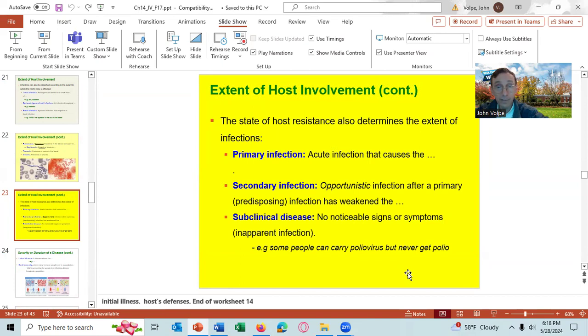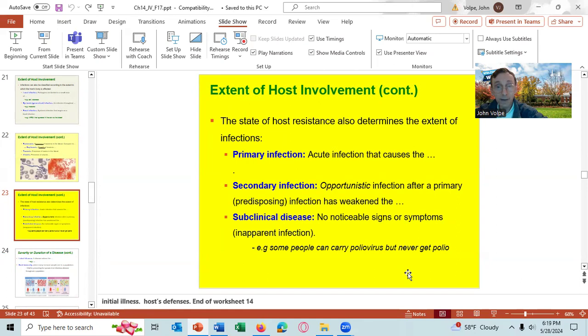The state of the host resistance also determines the extent of the infection. A primary infection is an acute infection that causes the initial illness. Like when the patient first comes down with the cold, they usually get a sore throat as their primary infection.